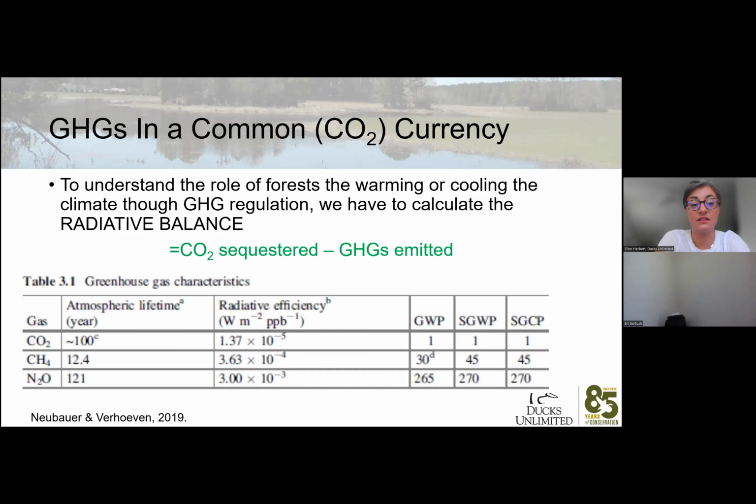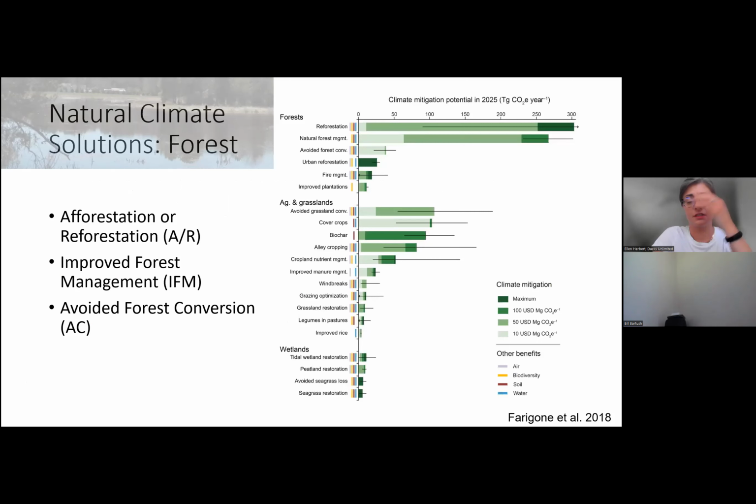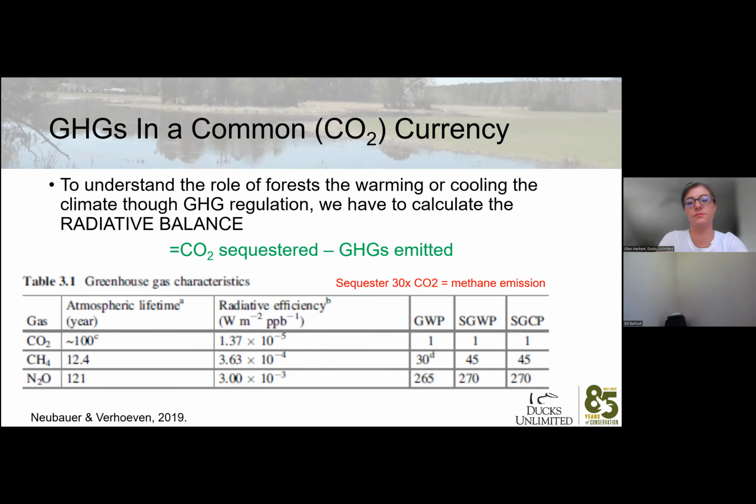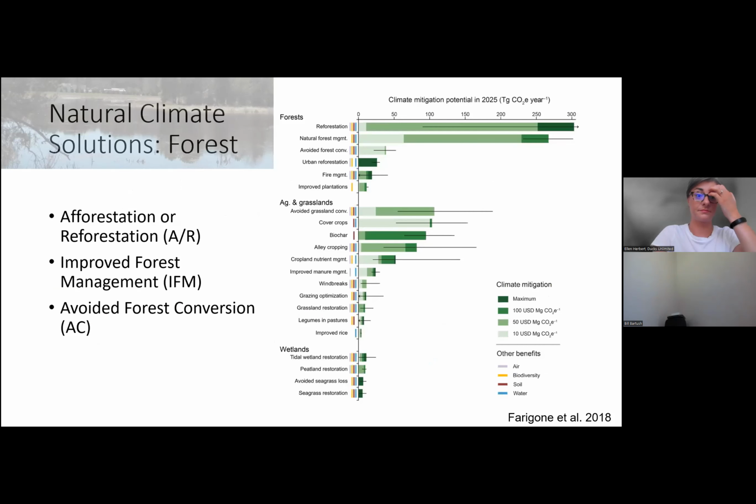Methane is a big potential contributor to the story for bottomland hardwoods. The important thing to note here is that it's about 30 to 45 times more powerful than CO2. So you have to sequester 30 times the CO2 to equal an equivalent methane emission, basically. You don't need to remember that math. What you do need to remember is, unlike an upland forest, in a bottomland where we have methane, offsets are a little bit different calculation.